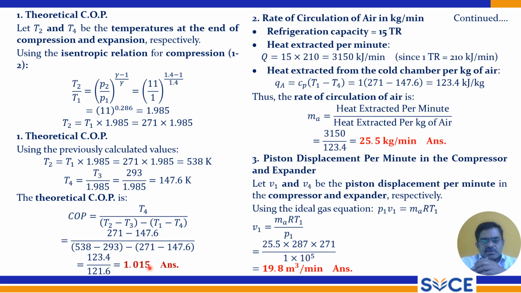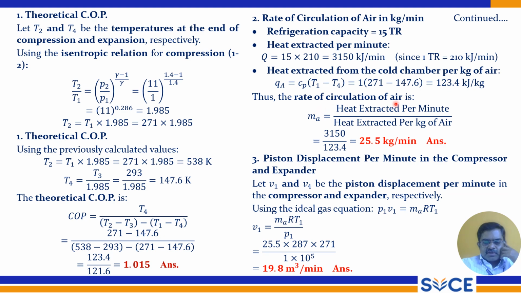So rate of circulation of air in kg per minute. Refrigeration capacity is 15 ton of refrigeration. Heat extracted per minute, Q equal to 15 into 210. So that is equal to 3150 kilojoules per minute. So heat extracted from cold chamber per kg of air equal to Cp into T1 minus T4. So that is equal to 123.4 kilojoules per kg.